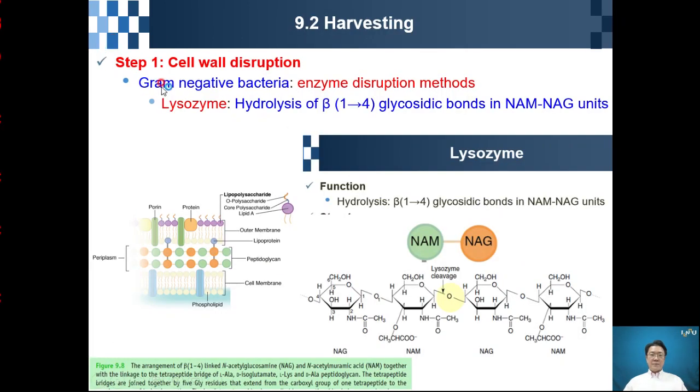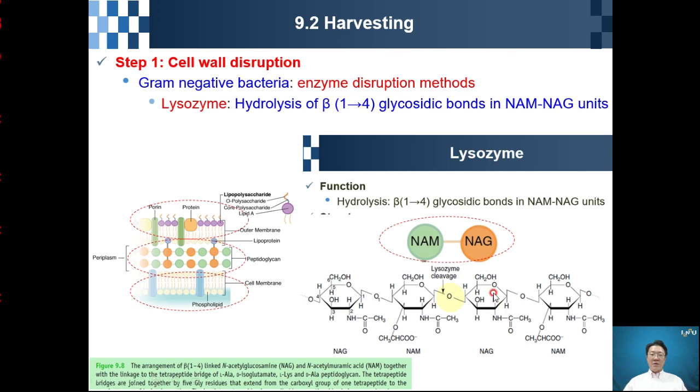Okay, secondly, the gram-negative bacteria. This is a gram-negative bacterium, which is composed of the outer membrane and also the cell membrane. Between the outer membrane and the cell membrane there is a peptidoglycan layer. The peptidoglycan layer is composed of the NAM, NAG, NAM, NAG, NAM, NAG structure. So this is the NAM-NAG structure, like this.